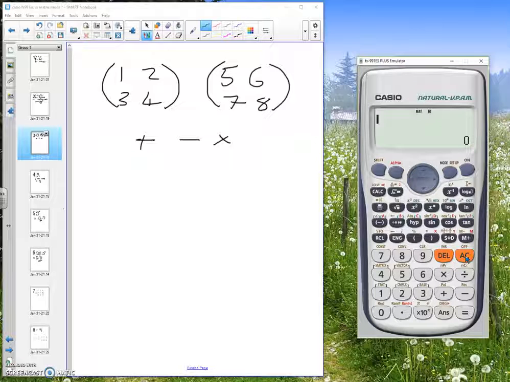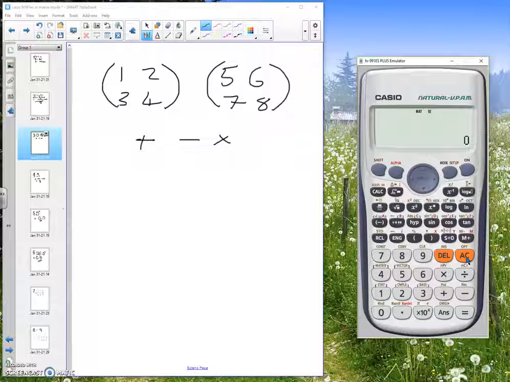So having specified a second matrix, matrix B, I'm now going to add them. Shift matrix, I choose 3, matrix A, plus shift matrix, matrix B is 4, and press equals. And that's giving me the sum of the 2 matrices. I can also subtract in the same way, shift matrix 3 minus shift matrix 4, matrix B, and I get negative values from subtraction.